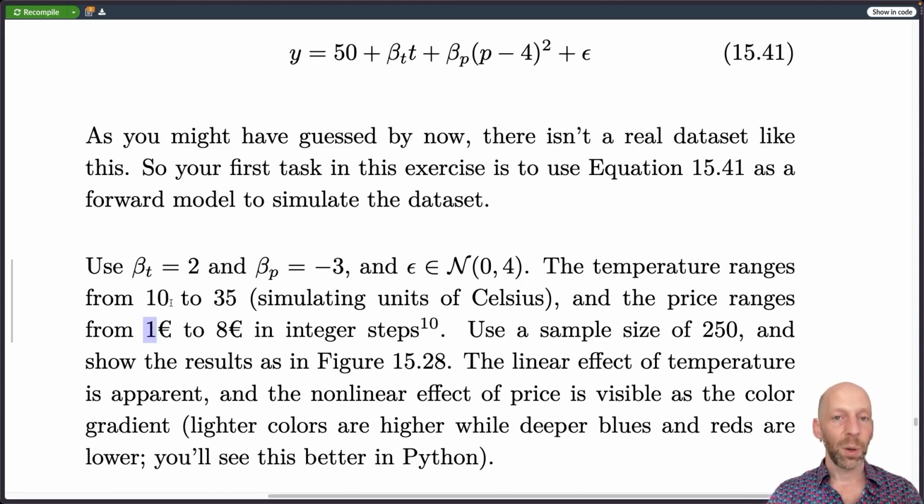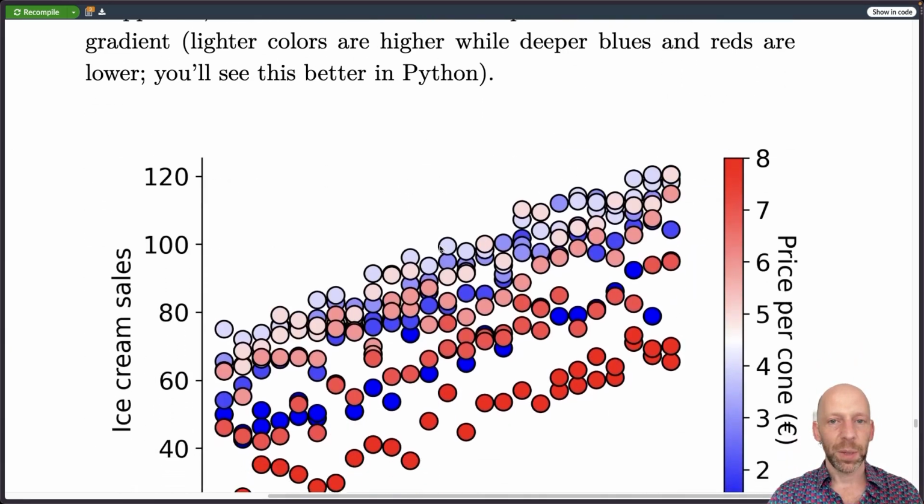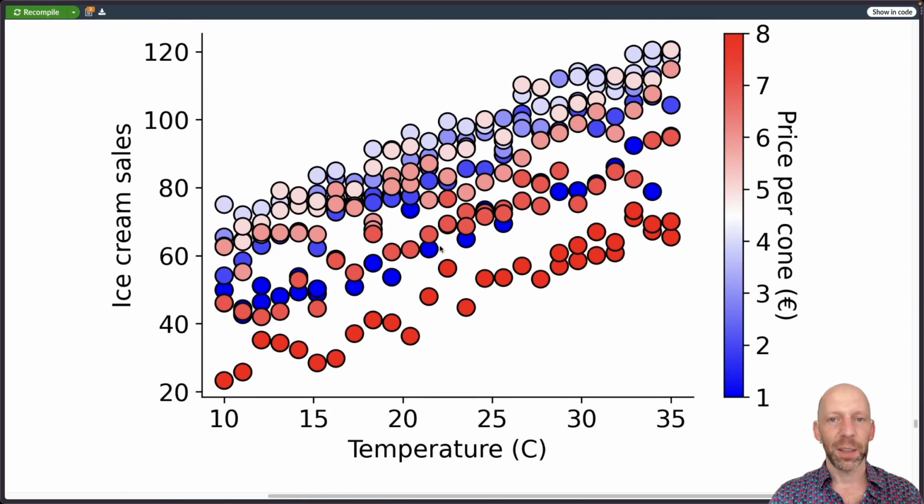So you're also going to need some data where the temperature is 10 degrees and the price is €2, 10 degrees and €3, 10 degrees and €4, and so on. All the possible combinations of temperature and price need to be included in your simulated data set with a sample size of 250. Okay, so then what you want to do is generate a figure that looks like this.